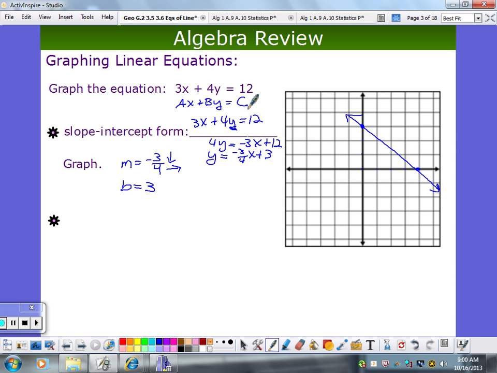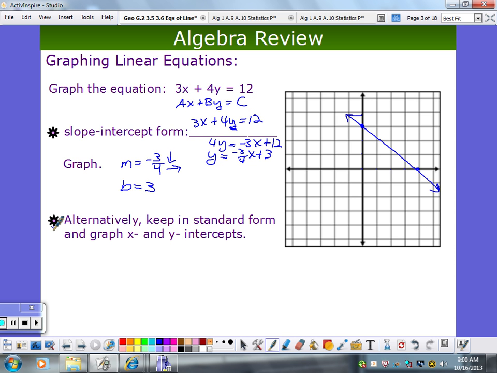We got very quiet. Do you remember? You have to find the x-intercept and the y-intercept. How do you find an x-intercept? You set the y to 0. And how do you find the y-intercept? You set the x to 0.